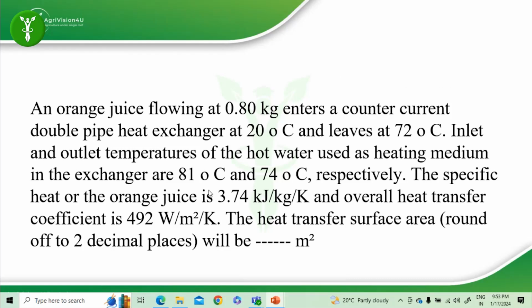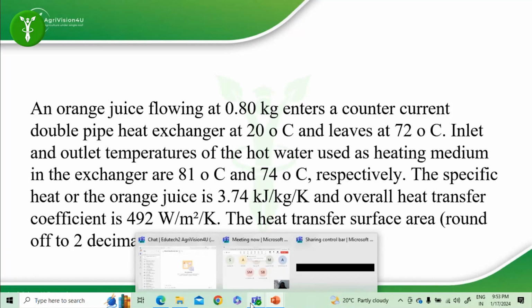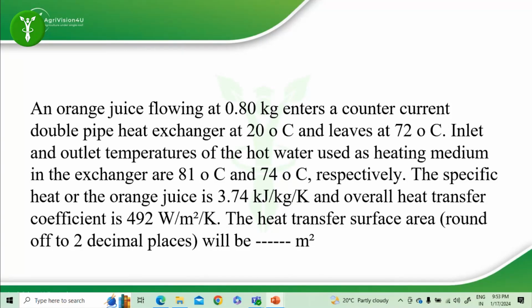So next problem. Anybody who could solve this? What is the answer? 12.59. Okay, 12.591. Others? Same. Great, perfect. Others? Okay, fine. So let us go through the solution part. As I could see, the majority of you have been able to solve this particular problem.